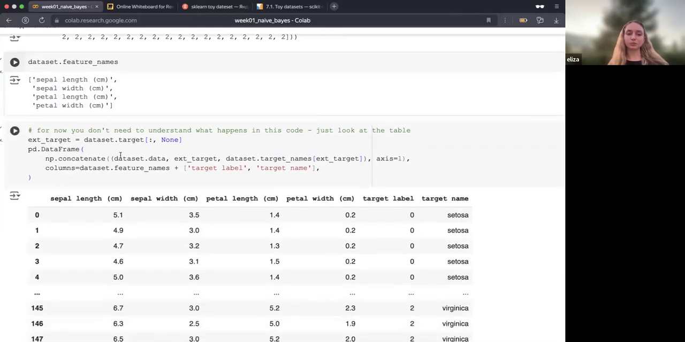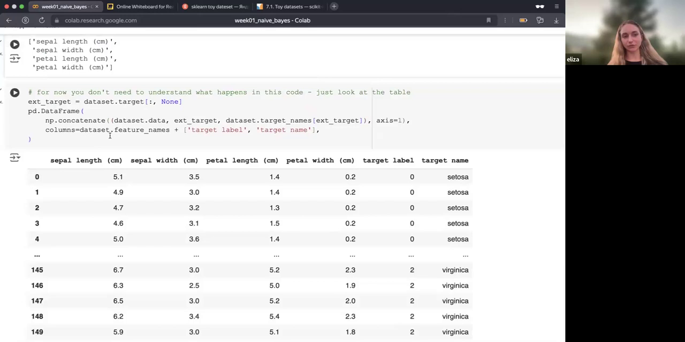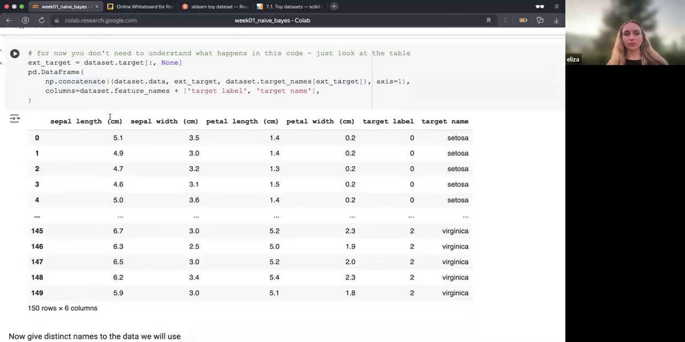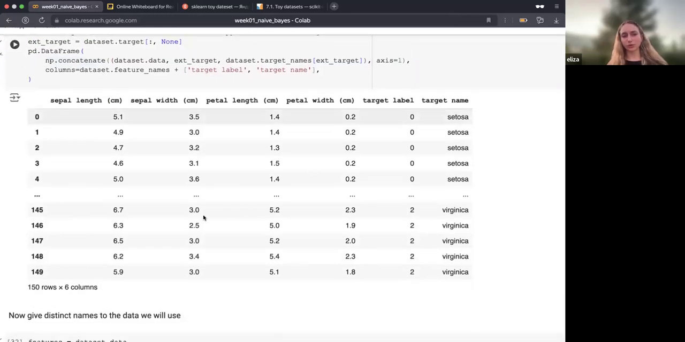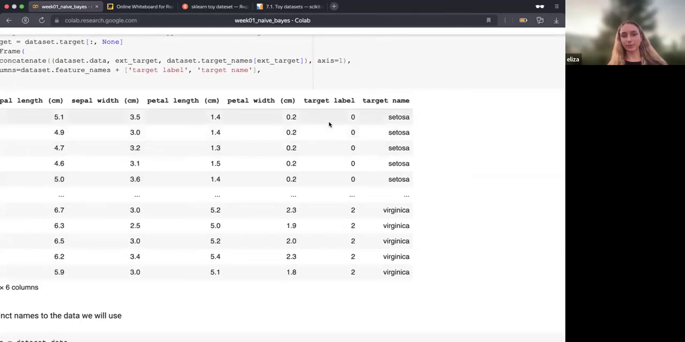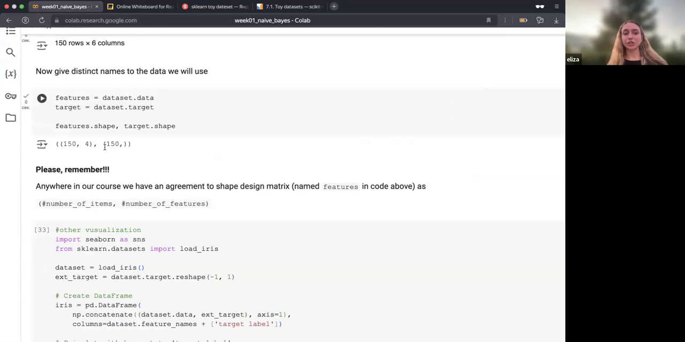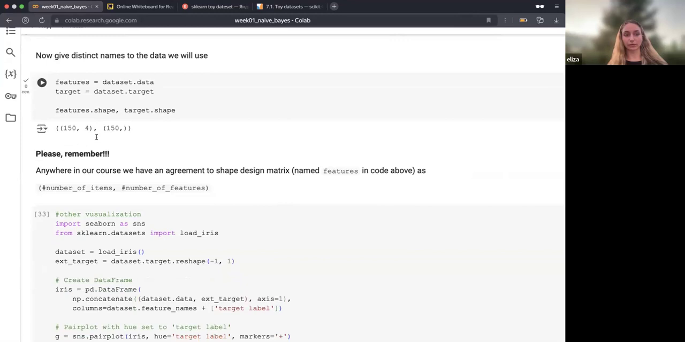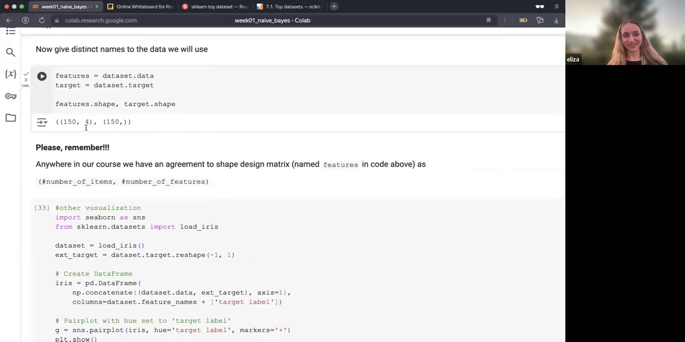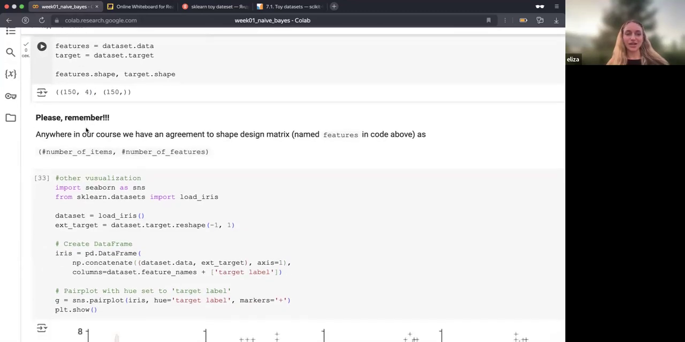And let's try to create the data frame from these values. You have 4 columns with your features, and you have a target label column that characterizes the target name. You can see the shape of our dataset, and you can be confident that we have 4 features.